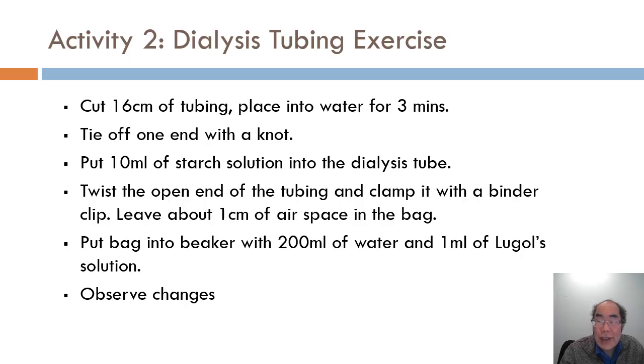If this was an in-person class, this is what you guys would be doing. But being that this is an online class, I'll give you a different exercise, but you still need to know the procedures for the dialysis tubing exercise. What you would do is cut a 16-centimeter length of dialysis tubing, tie one end in a knot, and then put 10 mL of starch solution in the tube. Then you would stick that dialysis tubing into a beaker containing water and 1 milliliter of Lugol solution, and observe the changes over time.